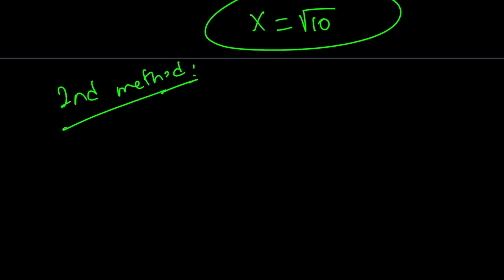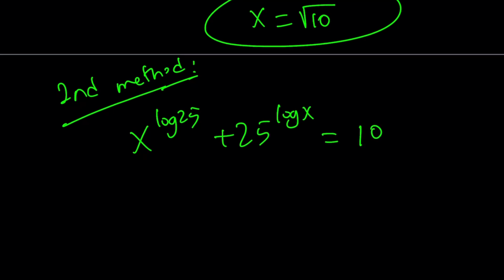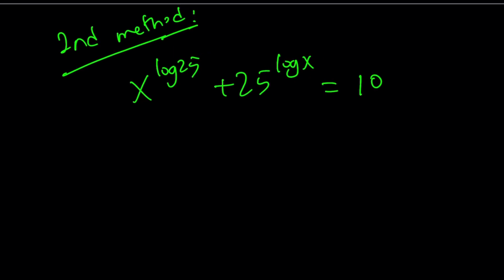Okay, so the second method is obviously simpler. And remember, our equation was x to the power log 25 plus 25 to the power log x equals 10. By the way, this is a homemade problem. These problems are very easy to make, and you can also make one of these. At some point, I can talk about how I made up some of these problems, especially with functional equations. Anyways, that's a side issue.